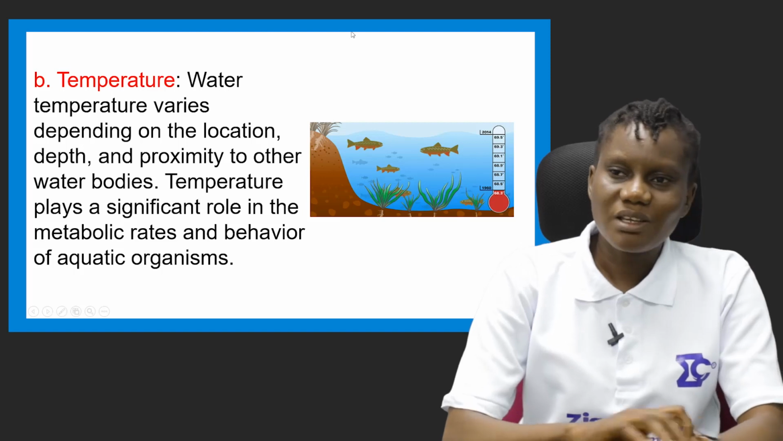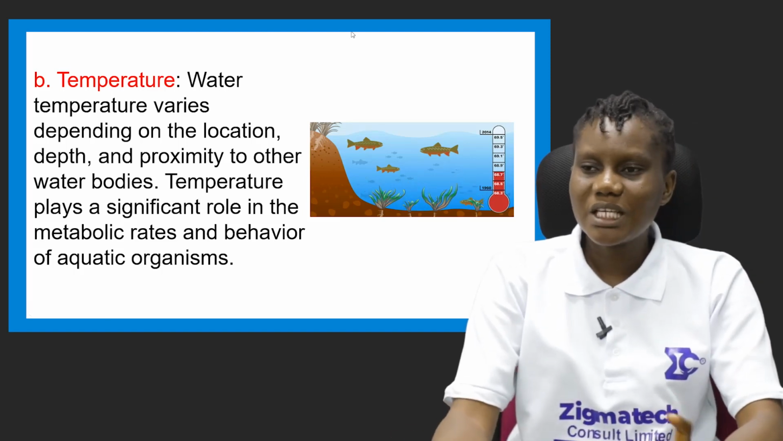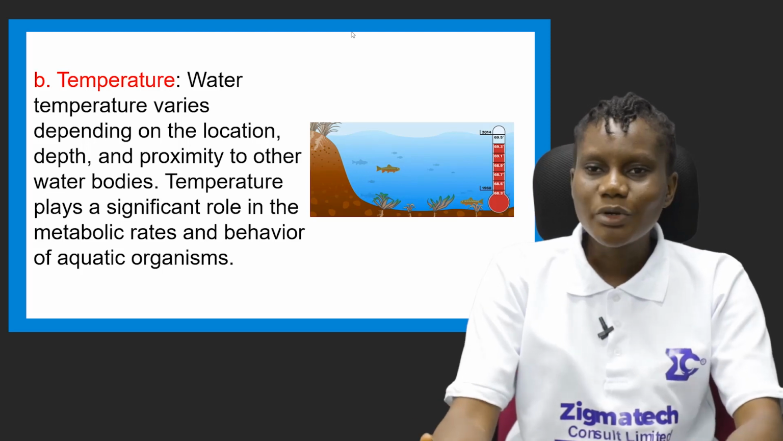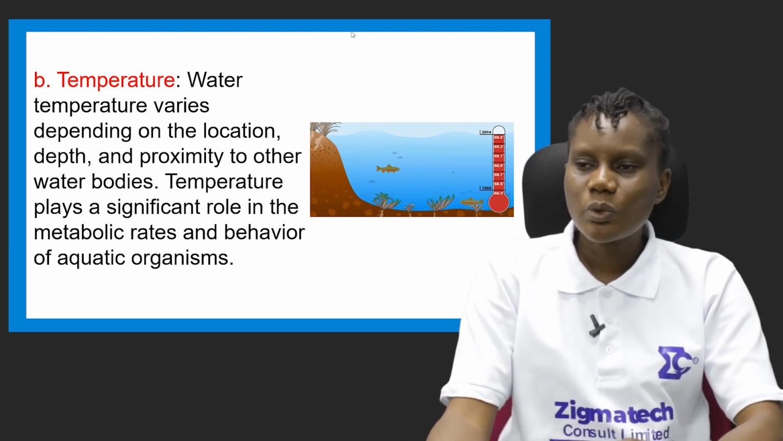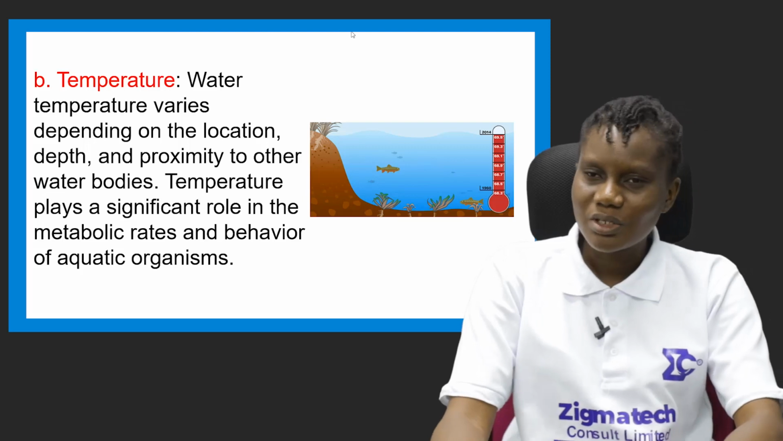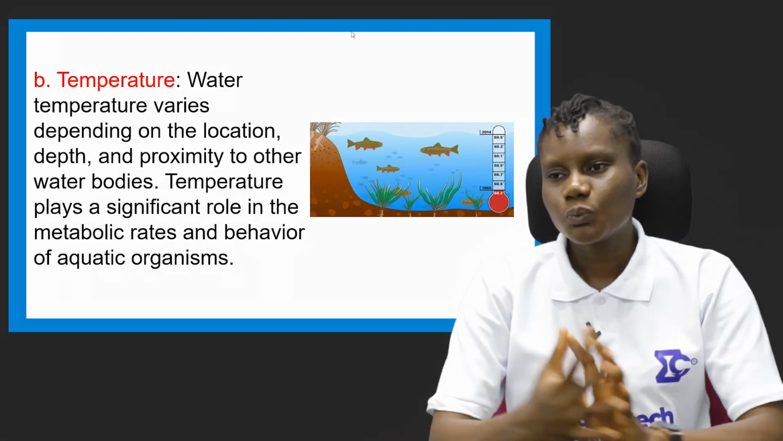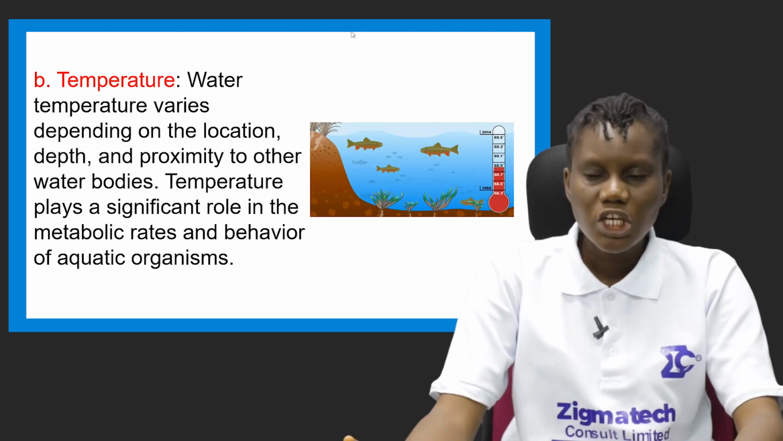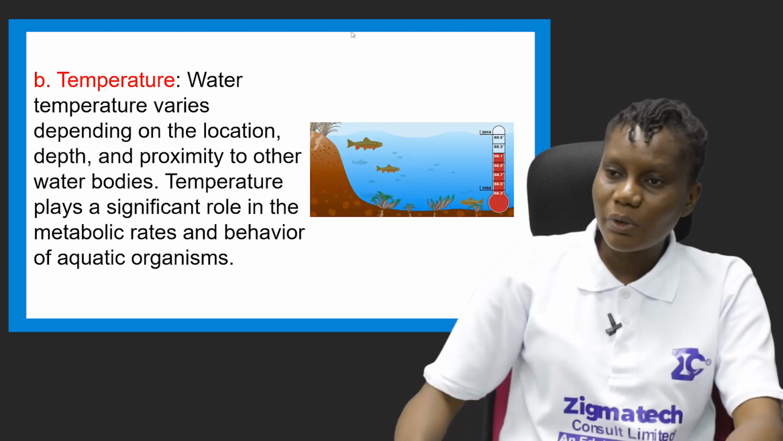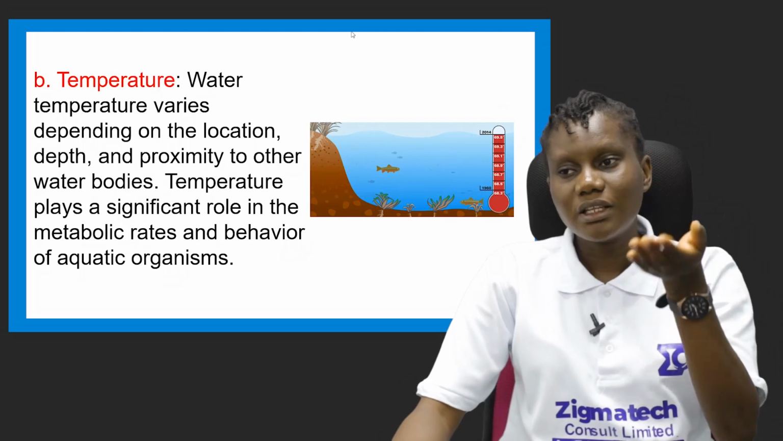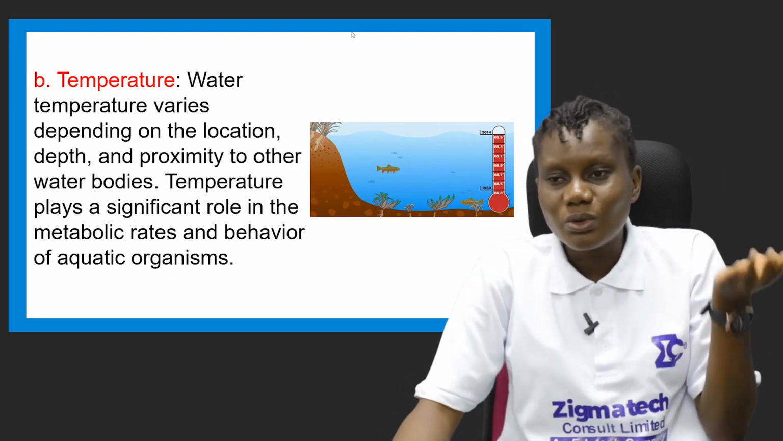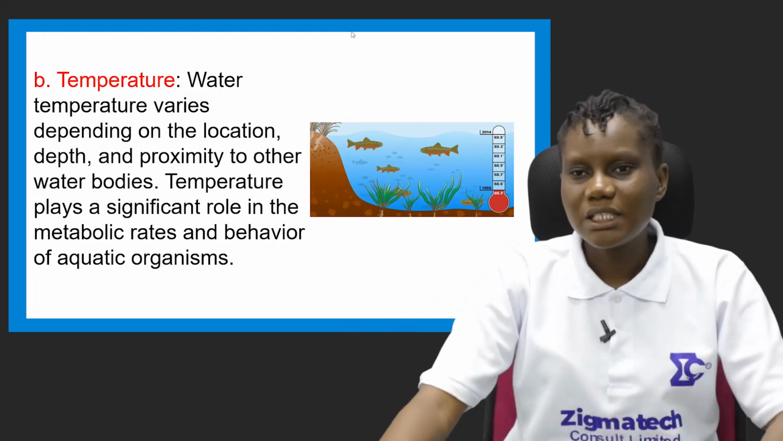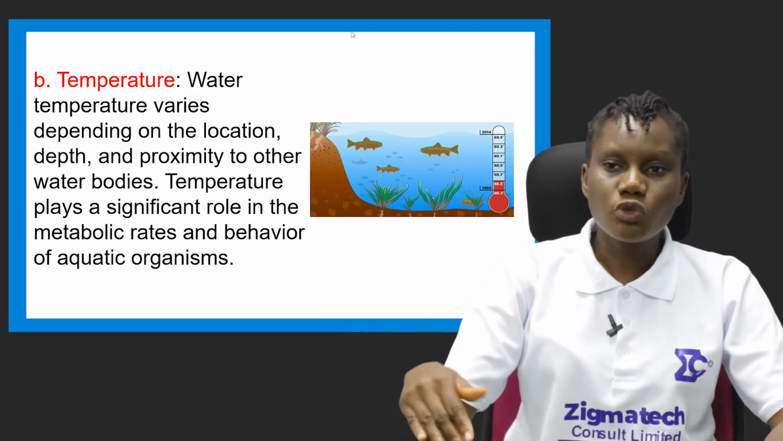And number two there is temperature. I remember saying during the question time in our previous class that we're going to consider temperature in detail in our subsequent class. So this is the class I was talking about. Number two is temperature. Water temperature varies depending on the location, whether you're at the first level or second level or whatever level, that means it depends on how deep the water is. That's how the temperature also varies.